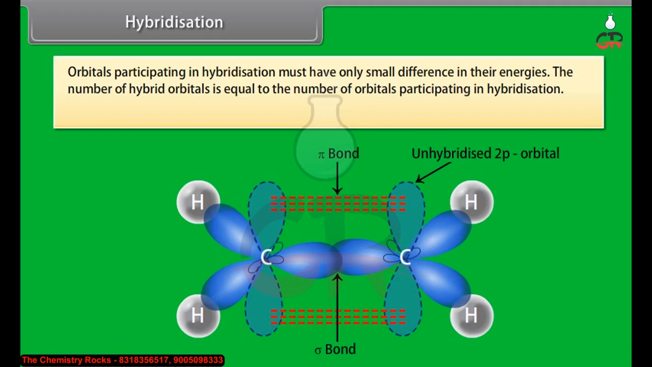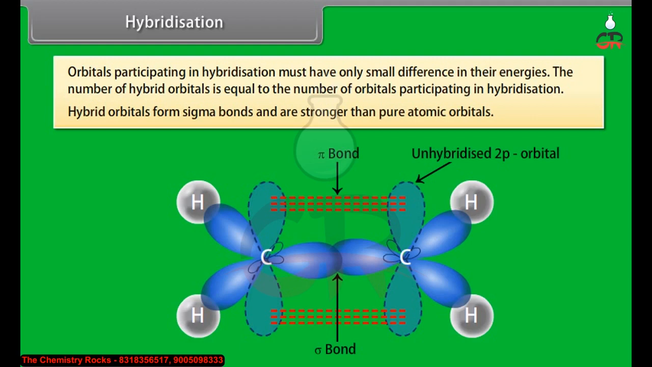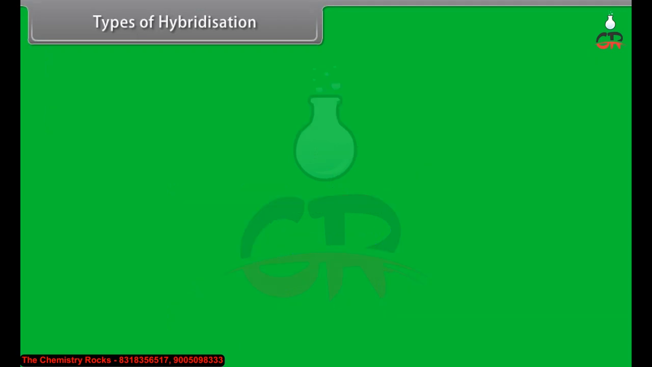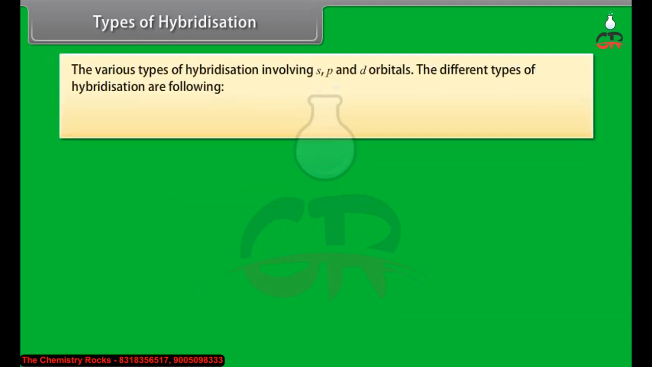The number of hybrid orbitals is equal to the number of orbitals participating in hybridization. Hybrid orbitals form sigma bonds and are stronger than pure atomic orbitals. Types of hybridization. The various types of hybridization involving s, p and d orbitals. The different types of hybridization are the following.